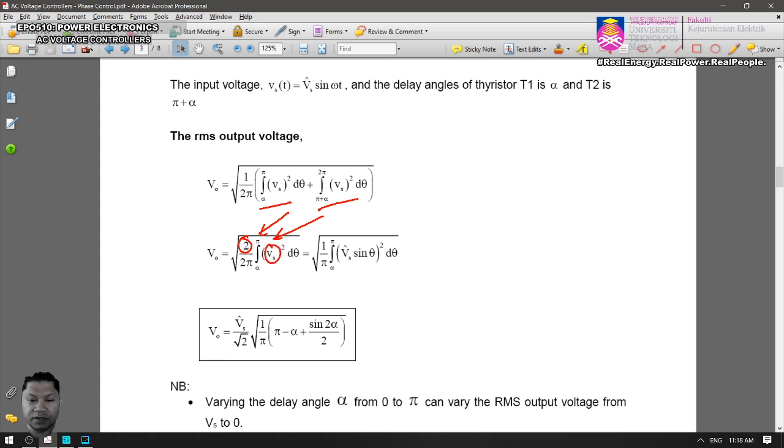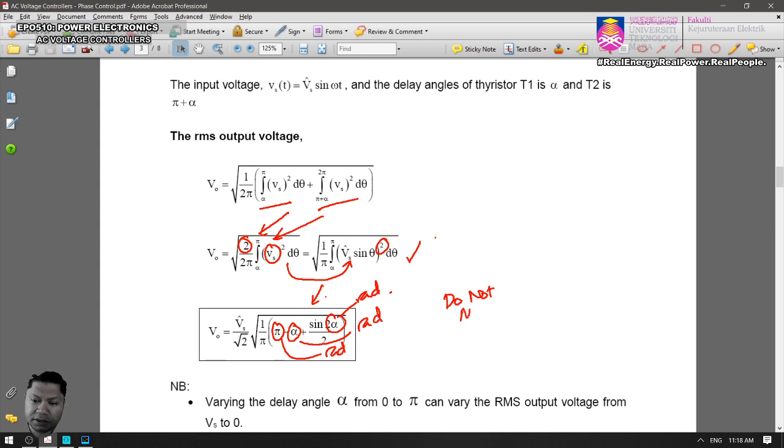Then you replace this with the function V peak sine theta, and then you have this. Finally, if you solve for the integration of sine squared, you'll be able to get this equation, which is V out equals V peak over square root 2 times the square root of 1 over pi times (pi minus alpha plus sine 2 alpha divided by 2). Okay, so again, treat all of this in radian. Everything should be in radian.